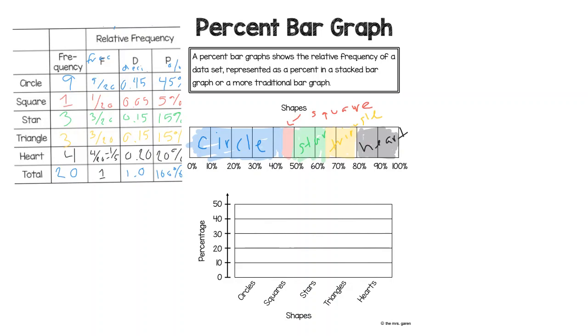Okay. Now, there is a second way that you can represent this, and you can represent it just as a regular bar graph, like what you guys have done in the past. So if you do it that way, you would do the same thing we just did, except you would make it into a bar graph. So our circle would go to 45. We'd color it in. Our squares would only go to 5, so it'd be nice and little down here. Our stars would go to 15.